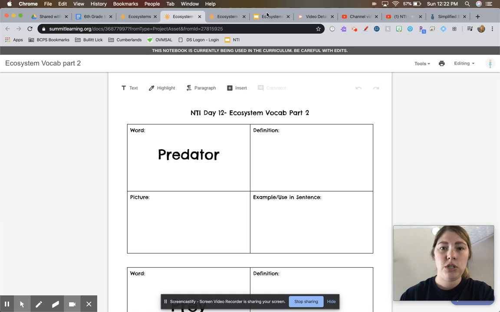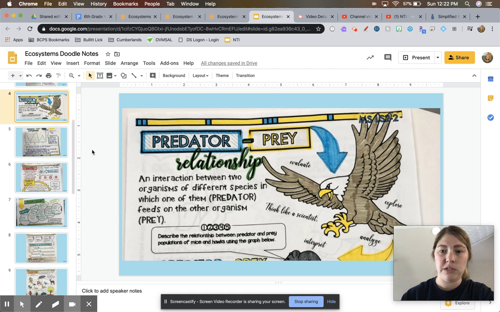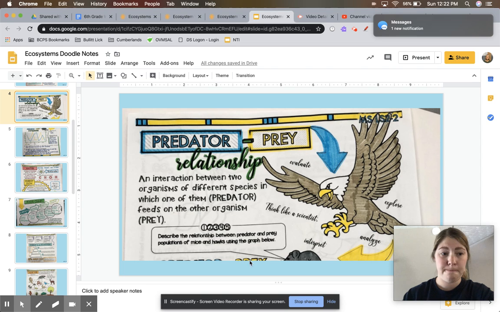So we're going to go back to our notes for today. So predator-prey relationship. It is an interaction between two organisms of different species. One of them feeds on the other organism. So the predator is going to be the thing that eats the prey. So for an example, you have an eagle here. That would be the predator. It's kind of cut off, but it's on the next slide. You have a mouse, and the mouse would be the prey.